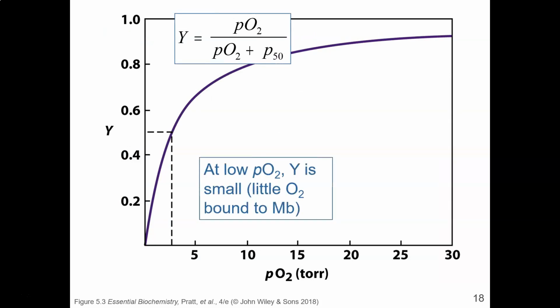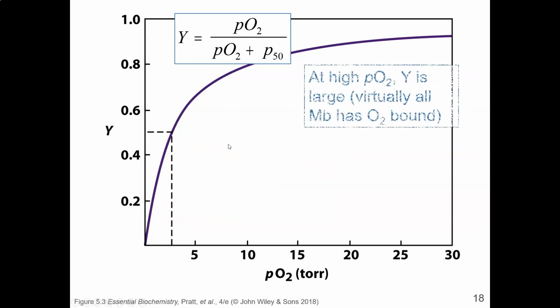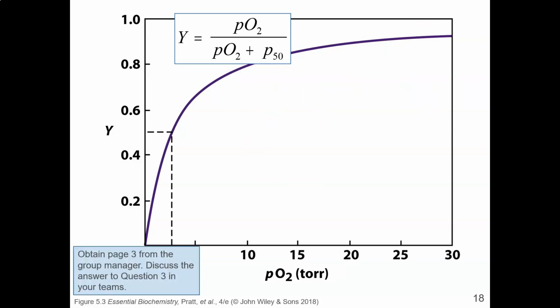So we can see that at low oxygen partial pressures, the saturation y is small, and the curve here is almost linear. Not a lot of oxygen is bound to myoglobin. But when we get to much higher oxygen partial pressures, we get here, there's our asymptote, which is 1. So virtually all myoglobin has oxygen bound.